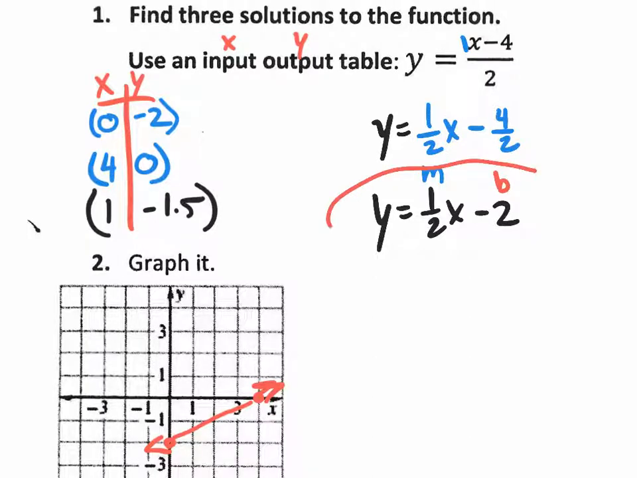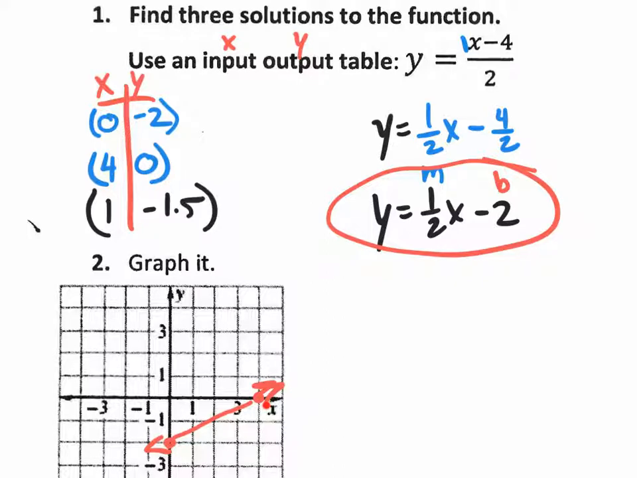So if it's in slope-intercept form, now you could see where it crosses the y-axis. The b is -2. So I know that my line will cross this y-axis right at -2. Okay? And I also know that throughout the whole line, it's going to have this steepness, the slope of 1/2. That means that from one point to the next point, I'm going to go up 1 over 2. And then I could go up 1 over 2.